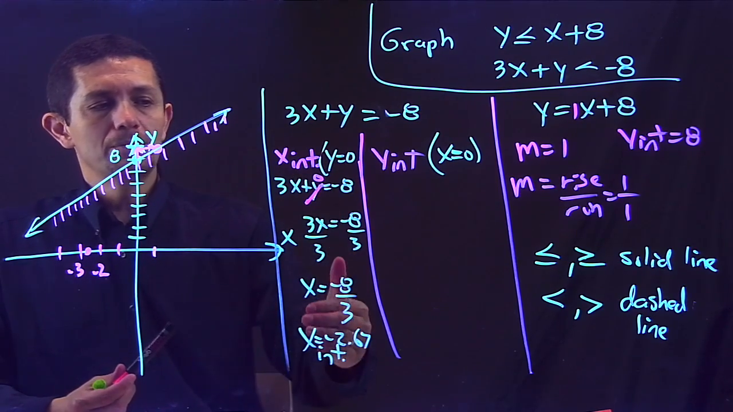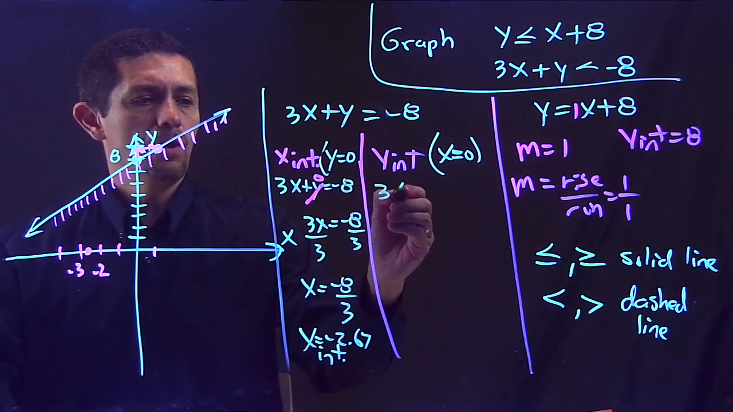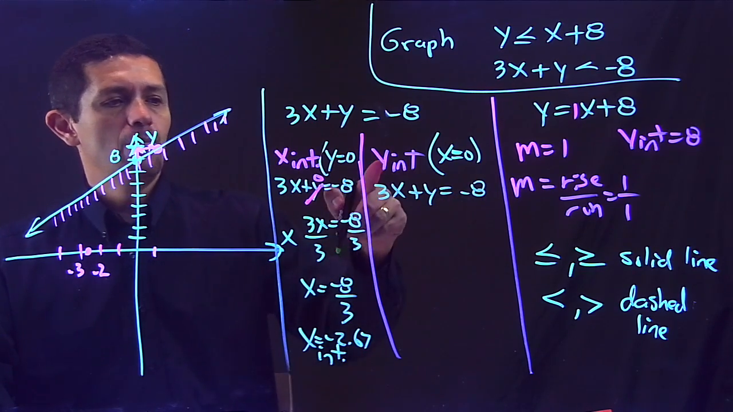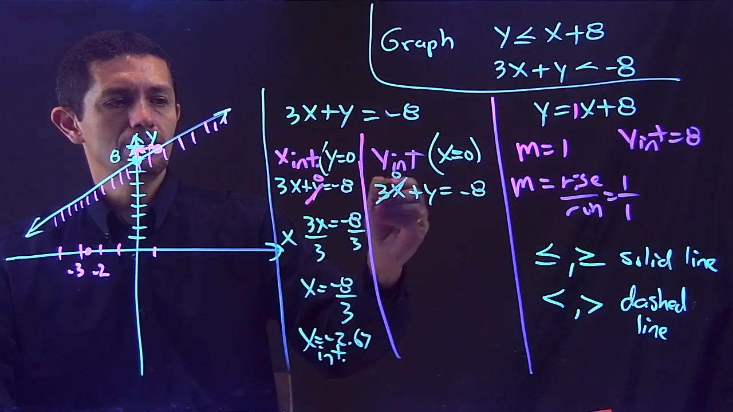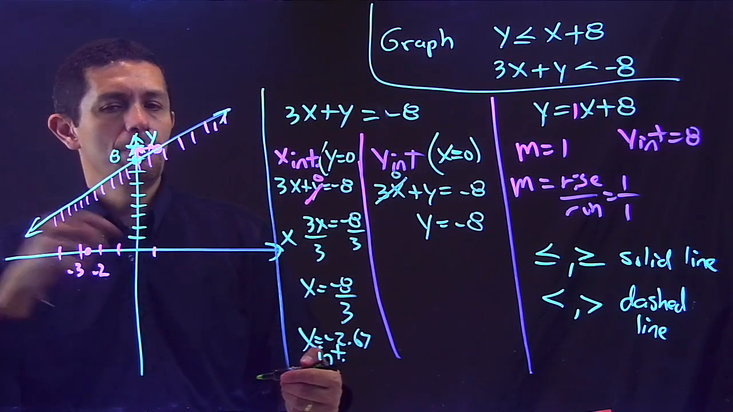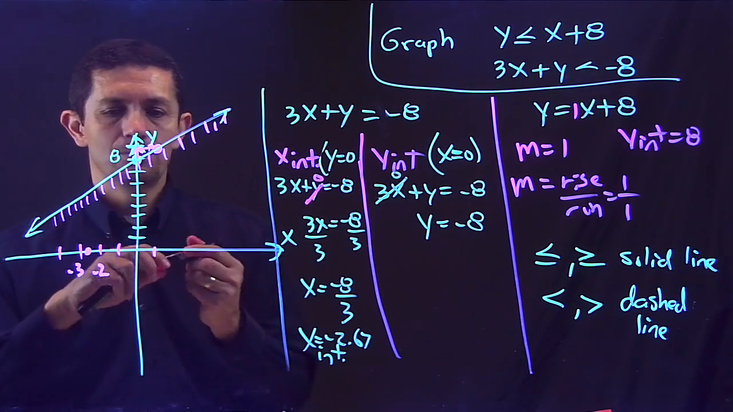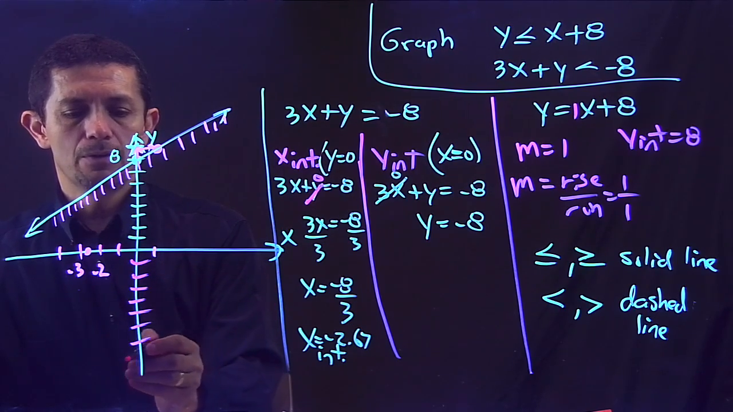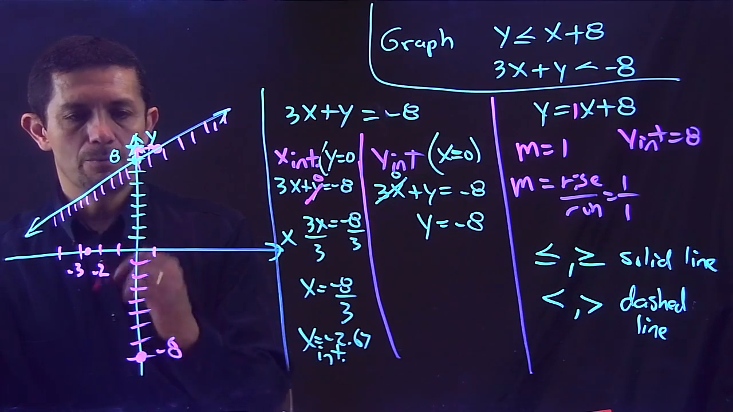I follow the same process for the y-intercept. So I rewrite my equation, 3x plus y equals negative 8. I'm looking for the y-intercept, so I make the x 0. Whatever has the x turns into 0. Therefore, I have y equals negative 8. Not too bad. So I go negative 1, 2, 3, 4, 5, 6, 7, 8. That's negative 8, and that's where my y-intercept is.